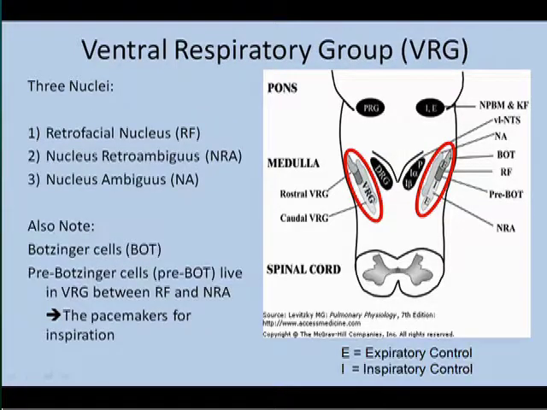The ventral respiratory group shown here contains 3 nuclei with both inspiratory and expiratory activity as indicated. Importantly, it is the pre-Bötzinger cells that contain the pacemaker for inspiration. In other words, the pre-Bötzinger is the root site of the pattern generator, or the autopilot, as I have previously referred to it. All the other nuclei can be thought of as modifiers of this signal.